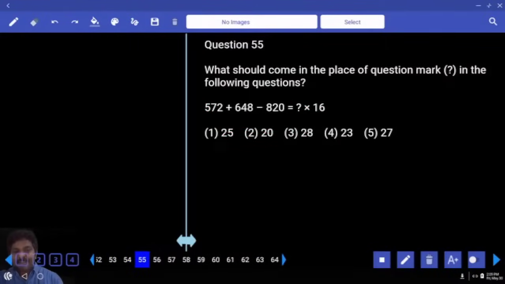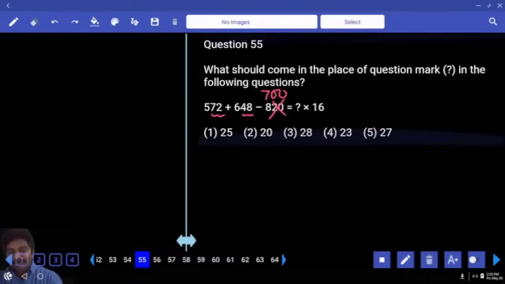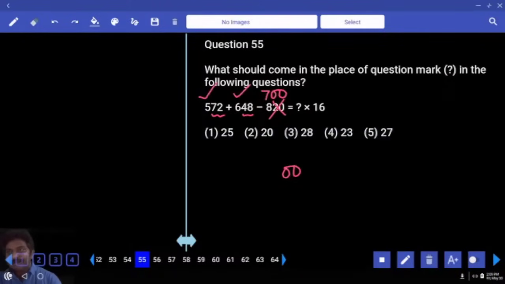Right, we have to subtract 820. Last two digits, 70 to 48. 120. 120 taken from this number, still you have to subtract 700. Already we have two zeros. 500 plus 600. 1100 minus 700, which is equal to x into 16. X is equal to divided by 16. 100 by 4, 25.